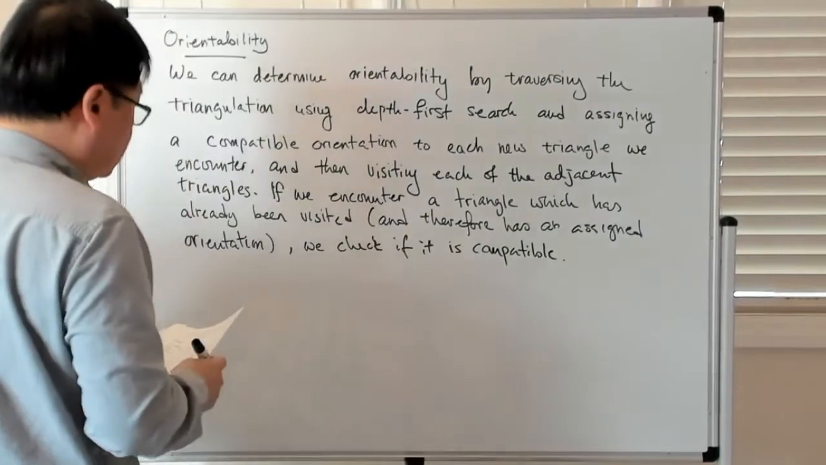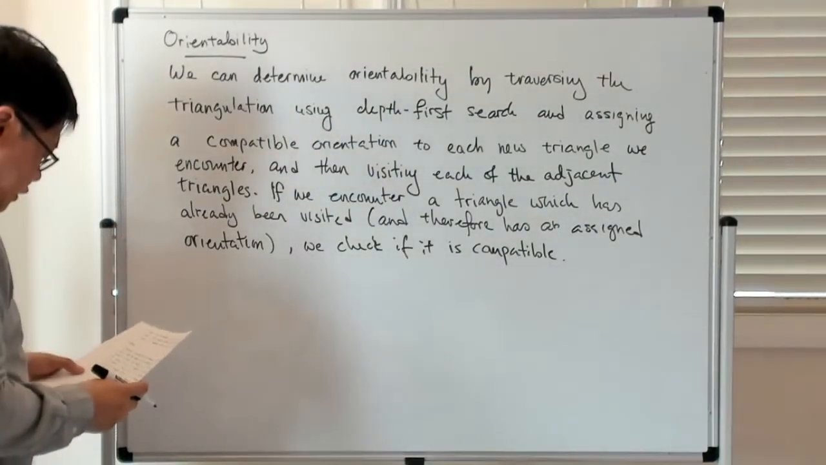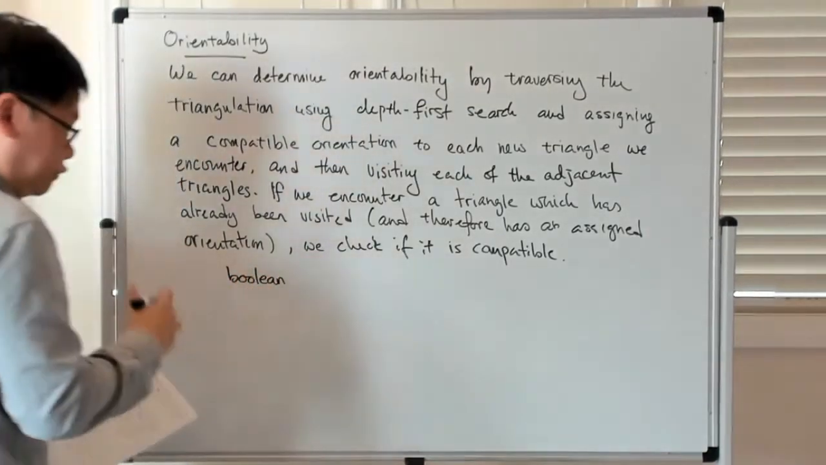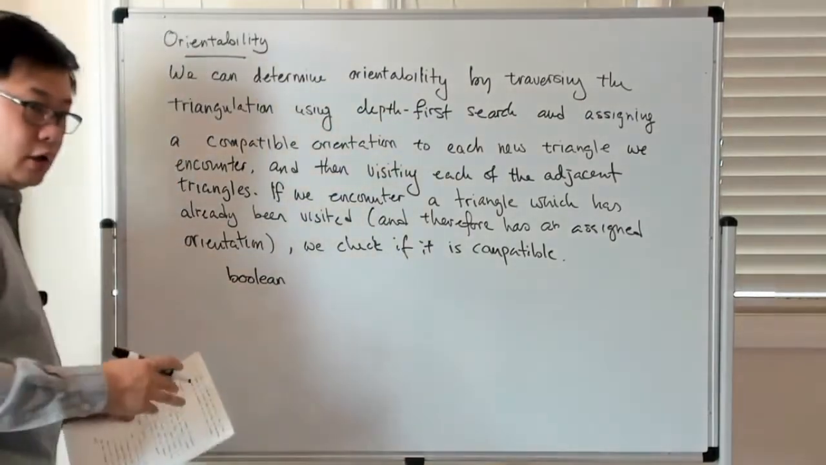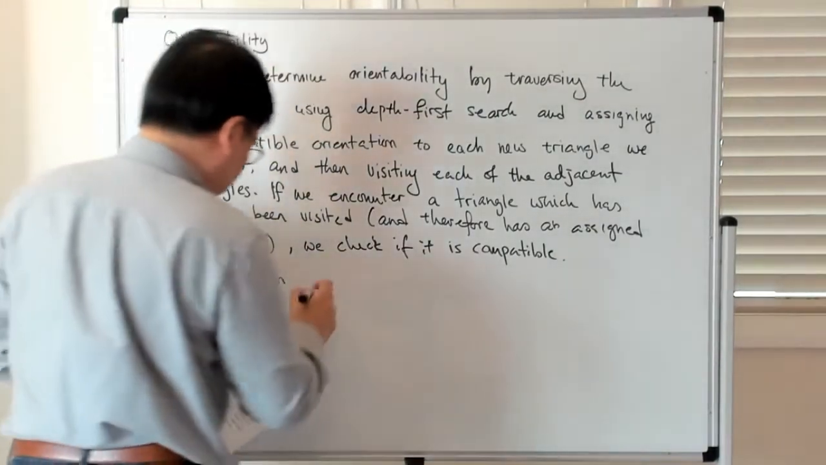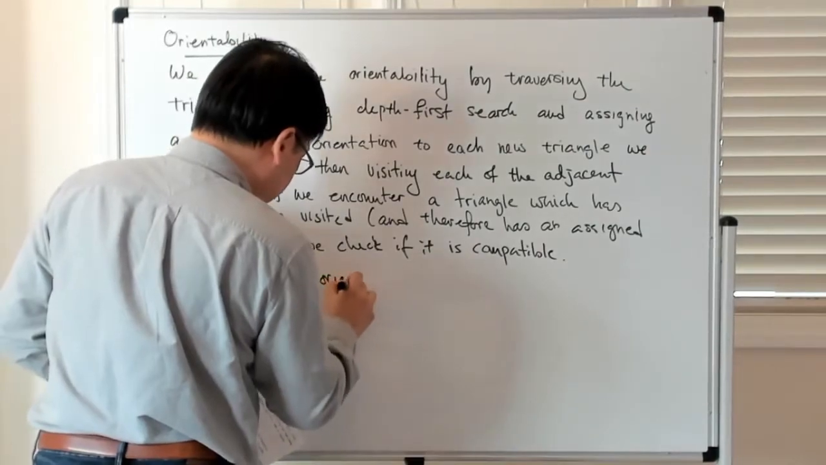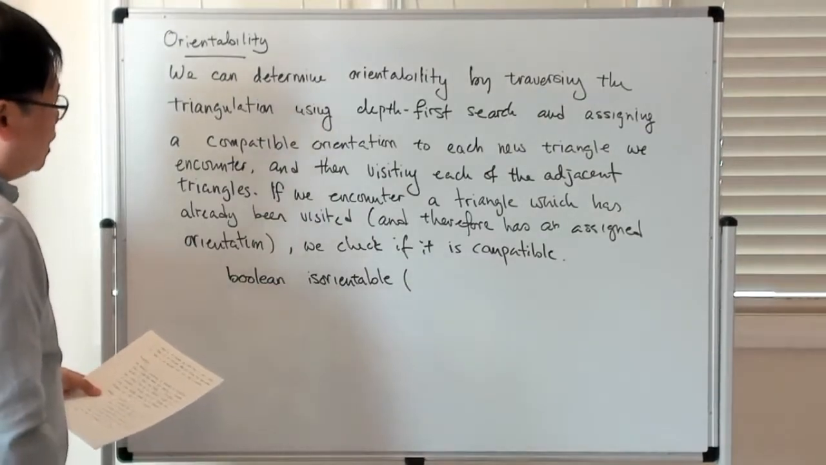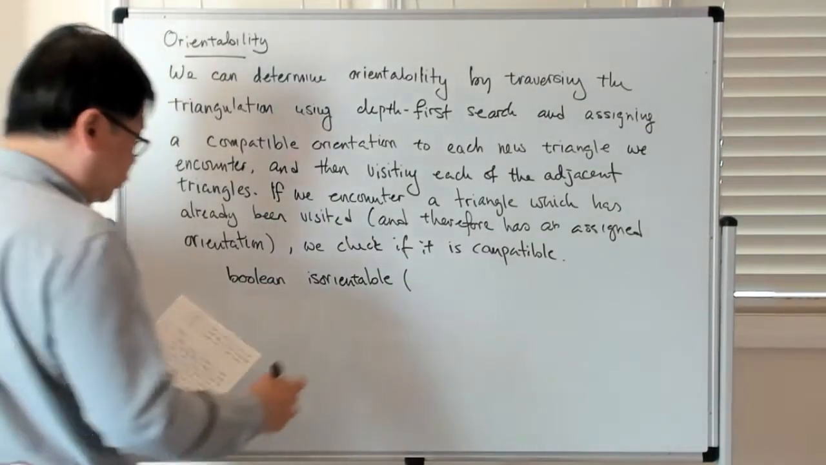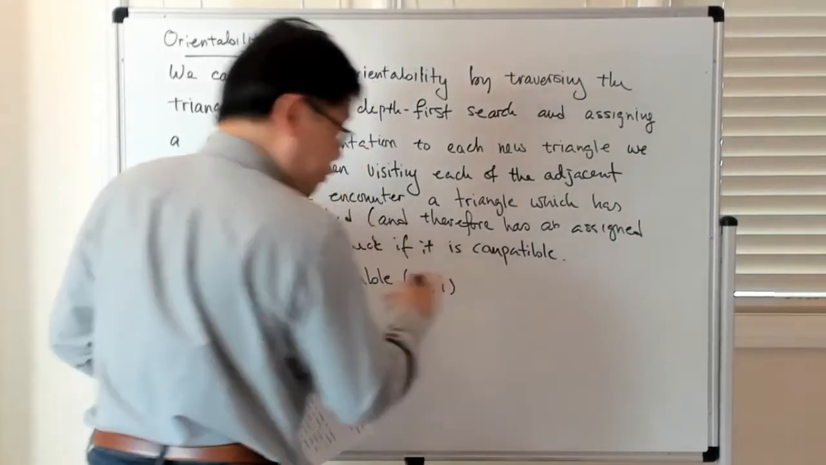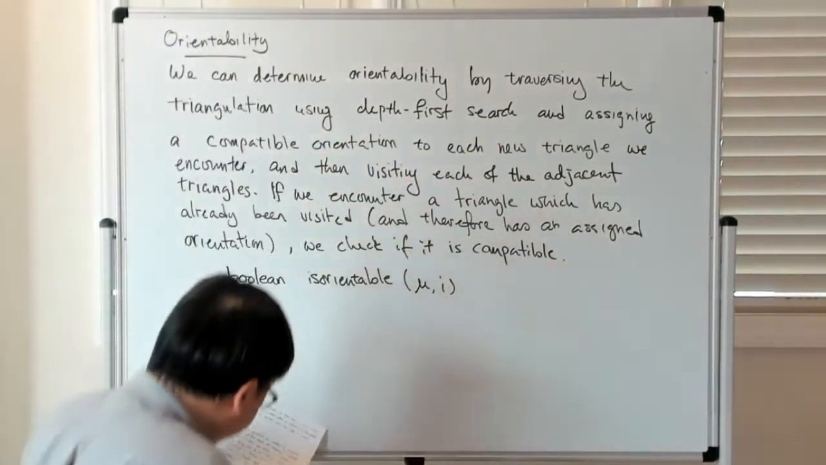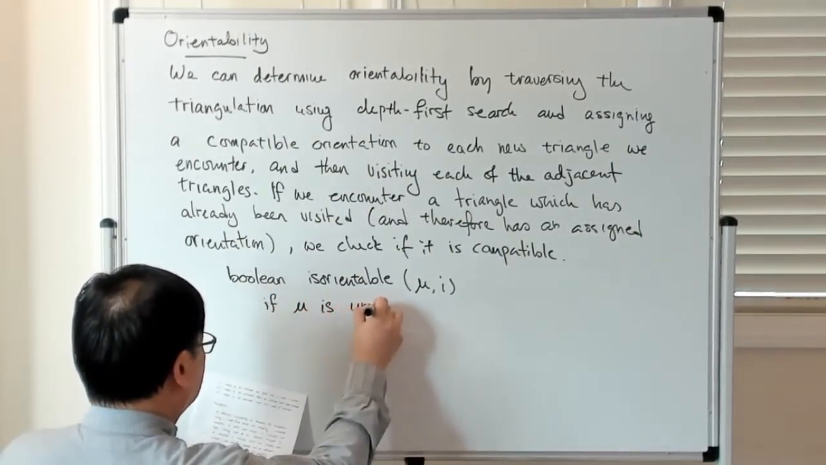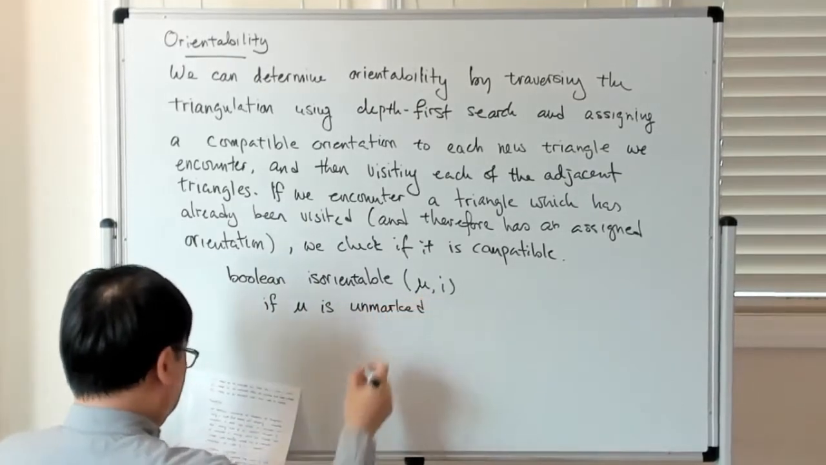Okay, so let me sort of describe the code for this. You have a Boolean return, so it returns true or false to the question of whether or not this thing is orientable. And you start by first specifying a triangle with a prescribed orientation. So if mu is unmarked, that triangle is unmarked, then obviously you want to mark it.